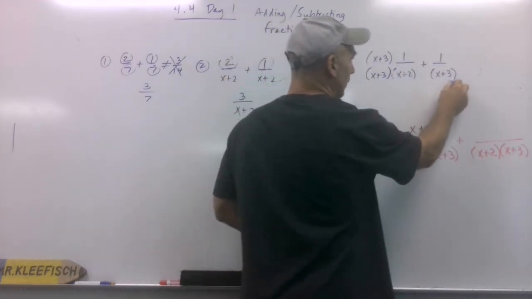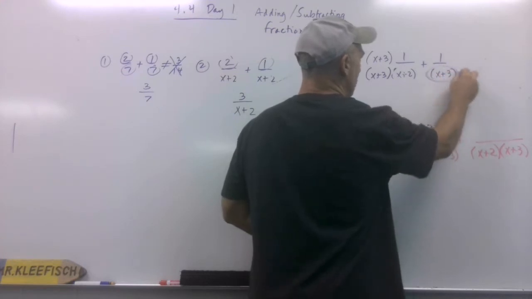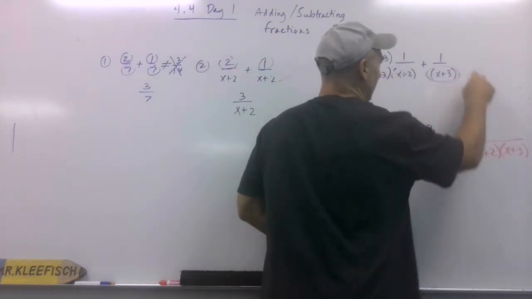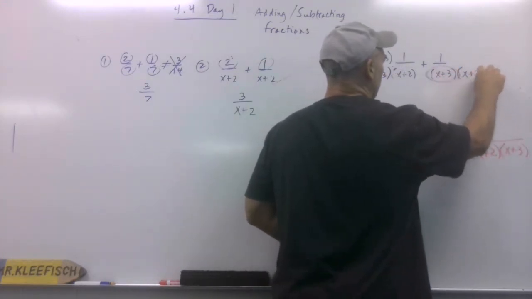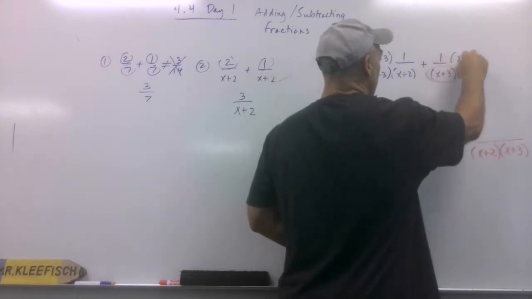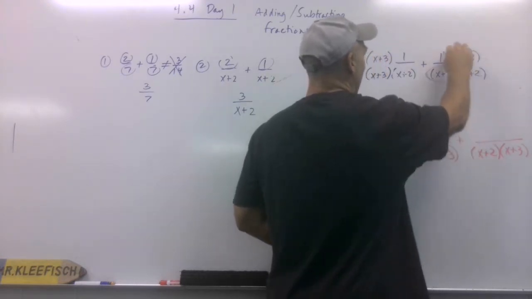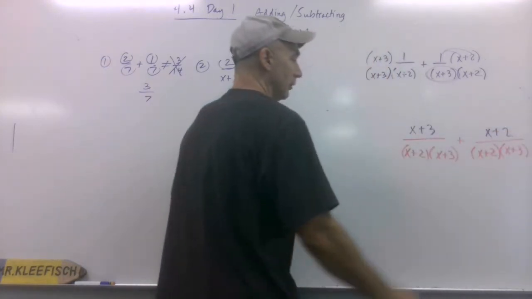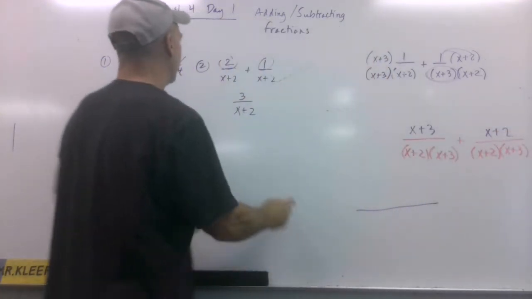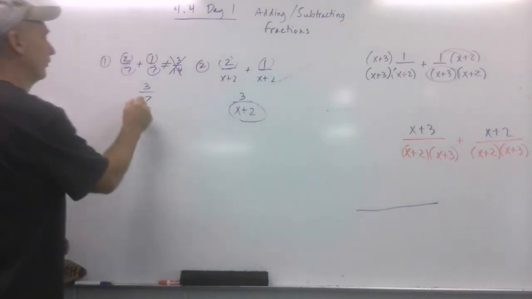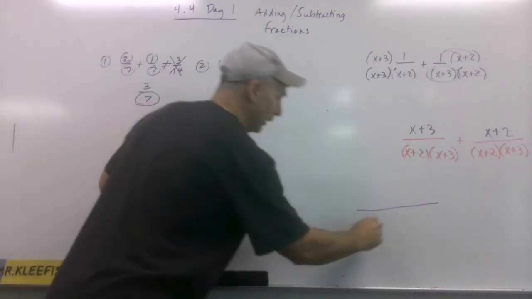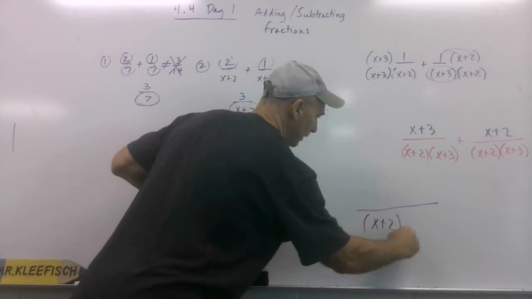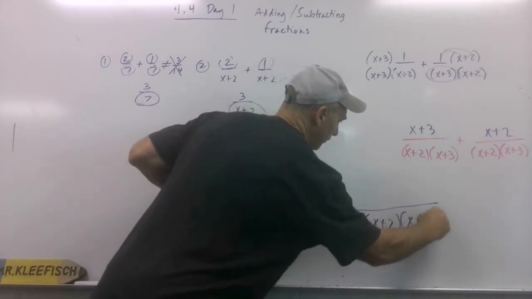Now we're going to do the same thing here. Ask yourself, what do I got to multiply that by to get this? And the answer would be x plus 2. But if I do that to the bottom, I have to do it to the top. And if I distribute, I would just get x plus 2. Don't forget the rule. The denominator doesn't change. The denominator doesn't change. So I know my denominator is going to be x plus 2, x plus 3.